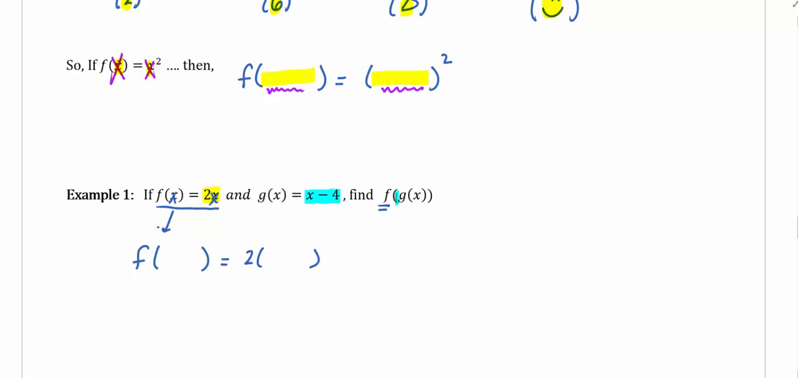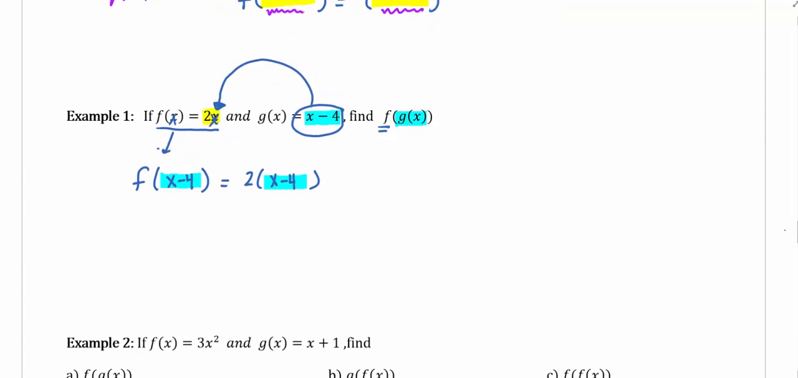Now what I'm putting inside of f is g of x, which goes here and here. So g of x is x minus 4. I'm taking all of g and putting it inside of f where x used to be, because g is on the inside. Then the last step is to simplify. I distribute this 2, and I get 2x minus 4. And that's my final answer.